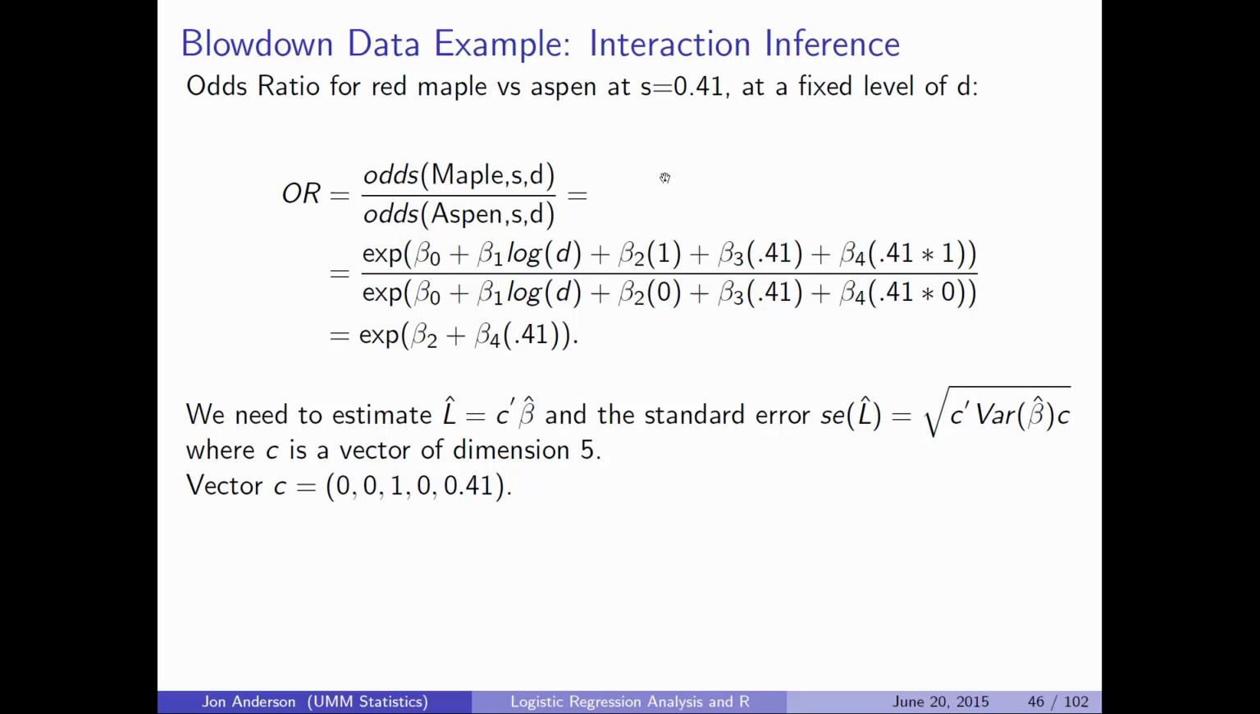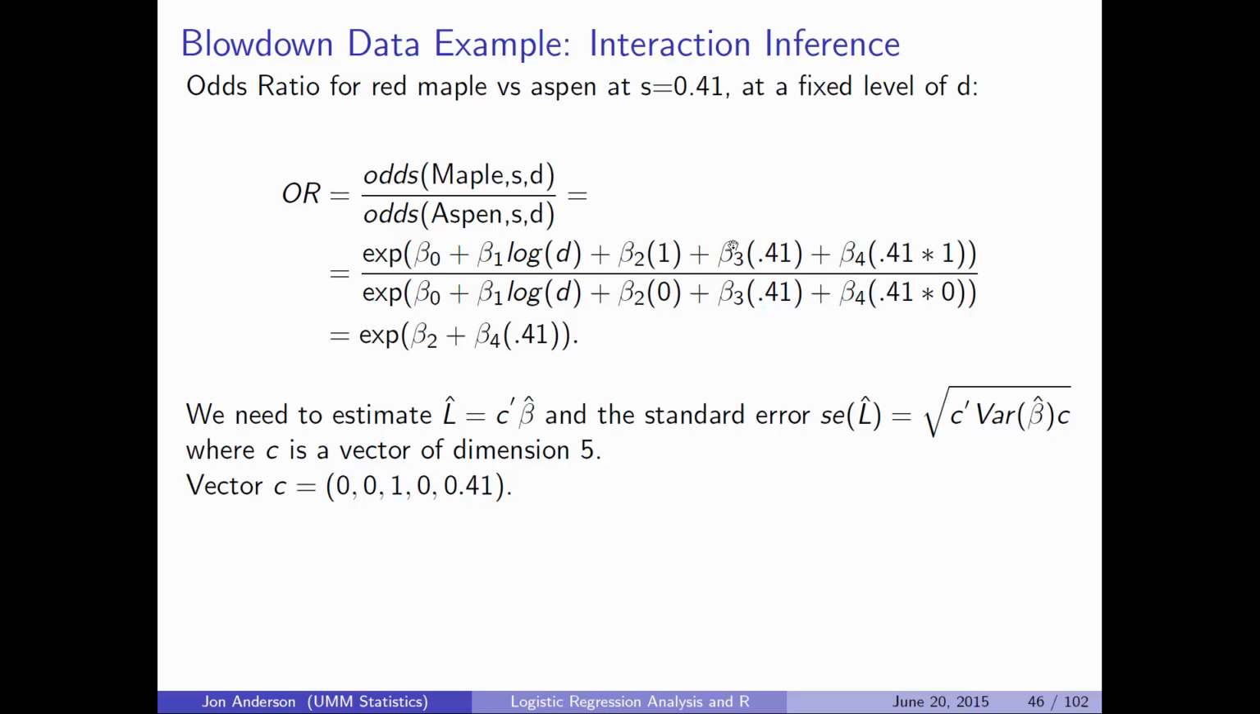Let's take a look at what the maple against aspen comparison would look like. So let's specify our odds function. It's going to have a fixed diameter, which is d, in both cases, numerator and denominator. Beta 2 is multiplying a species indicator, which is 1 for maple and 0 for aspen, and so that's why we have beta 2 times 1 for maple and 0 for aspen in the denominator.